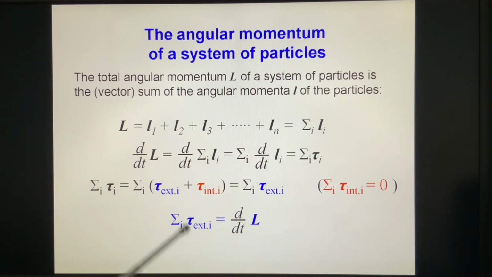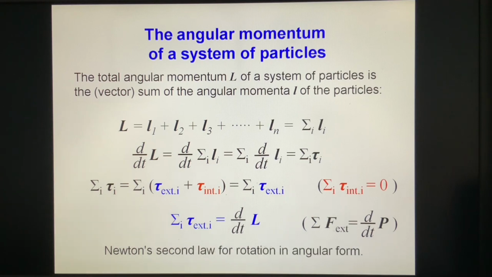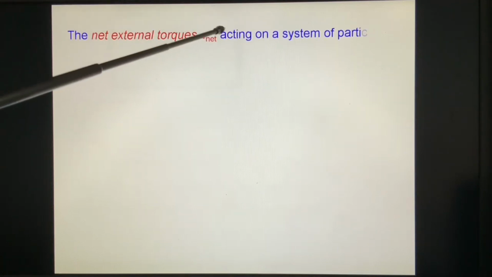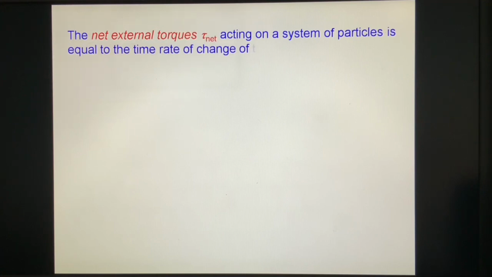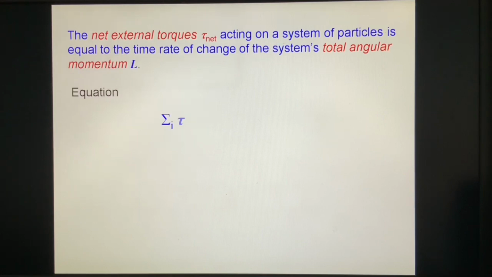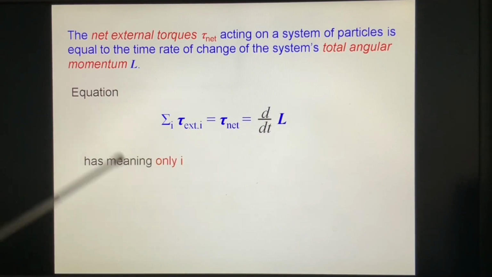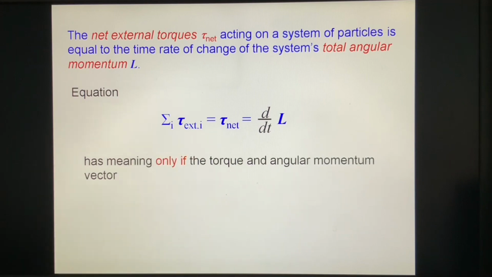This formula is for the angular momentum of a system of particles. It's similar to the linear case, where the derivative of the system's linear momentum dP/dt equals the net force. This is Newton's second law for rotation in angular form. The net external torque acting on a system of particles is equal to the time rate of change of the system's total angular momentum L. This equation, of course, has to refer to the same origin.